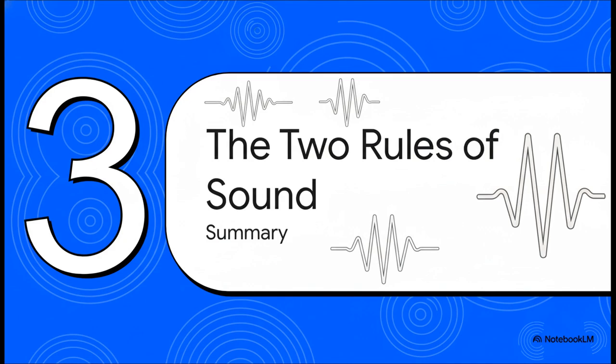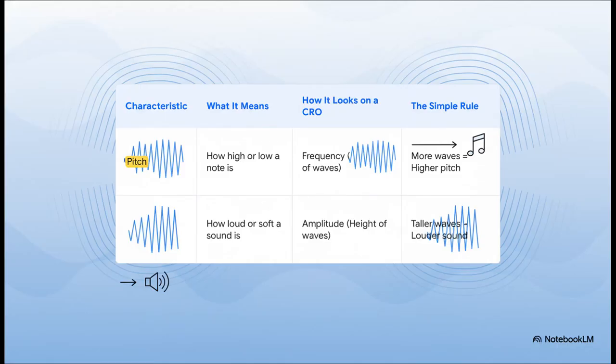Okay, we've done all our detective work, we've gathered all the clues. Let's put it all together and review the two simple rules of sound that we've uncovered. So here it is, the whole shebang. For pitch, which is just how high or low a note is, what we're looking at is the frequency, or the number of waves. And the simple rule, more waves equals a higher pitch. Then we have loudness, how loud or soft a sound is. That corresponds to amplitude, the height of the waves. The simple rule there, taller waves means a louder sound. That's all there is to it.